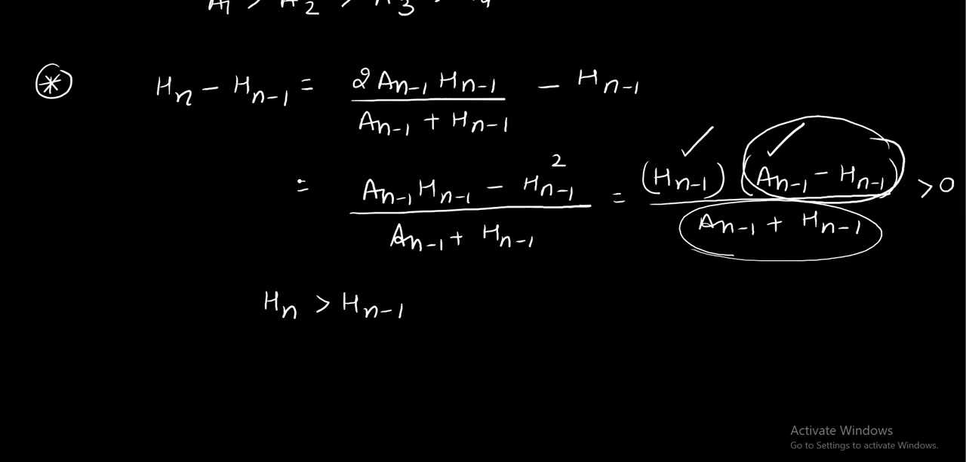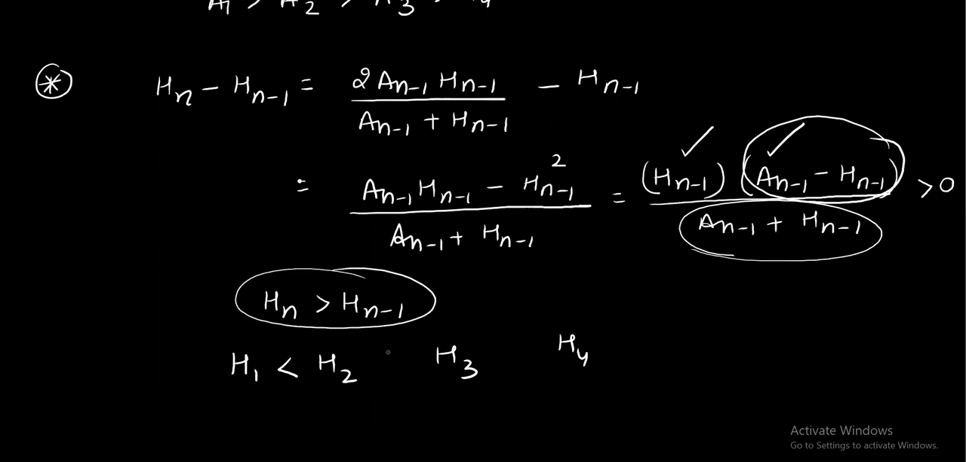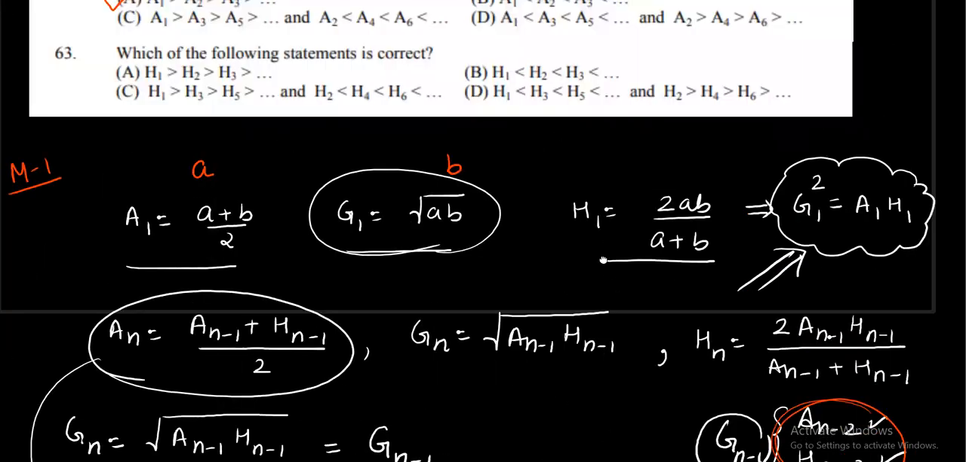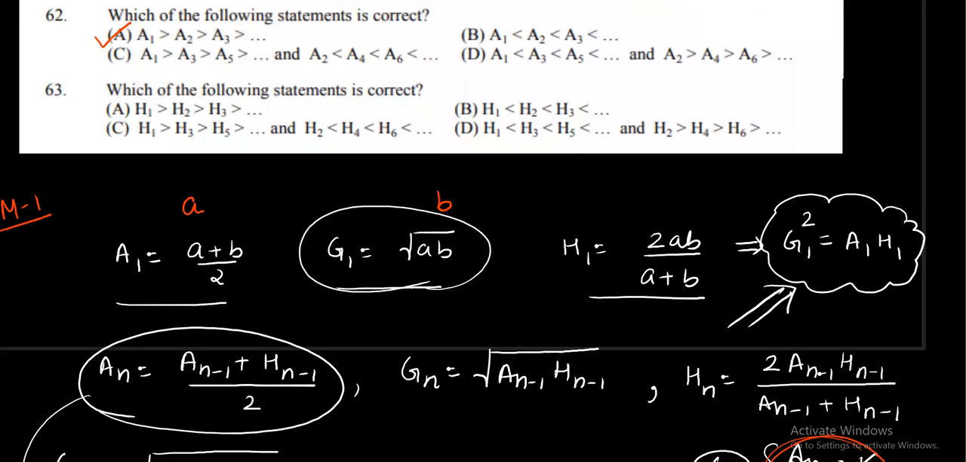So ultimately what we can interpret from here regarding h1, h2, h3, h4 and so on is that h1 is going to be less than h2, h2 is less than h3, h3 is less than h4 and so on. So let us go back to the question and see what options they have provided us and select the proper option. What we are getting here is h1 less than h2 less than h3 and so on. So accordingly, option number B is going to be the answer for the question.